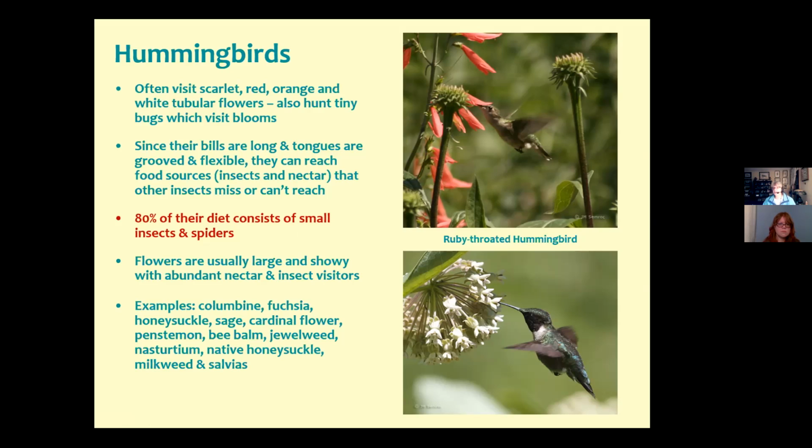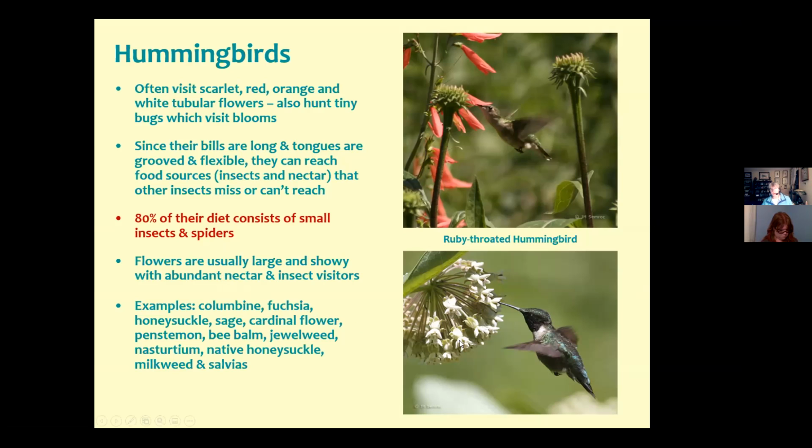So while it's good that you're putting out your feeders and you keep them clean and you keep them full, keep a good smattering of plant species at the base of those feeders or in your gardens, because then you are providing the potential for them to get their 80% of their diet from those insects and those spiders that might be visiting the other plants that you have in your gardens. Again, the flowers that are attractive to the hummingbirds are usually large and showy. Again, abundant nectar, lots of little bugs.